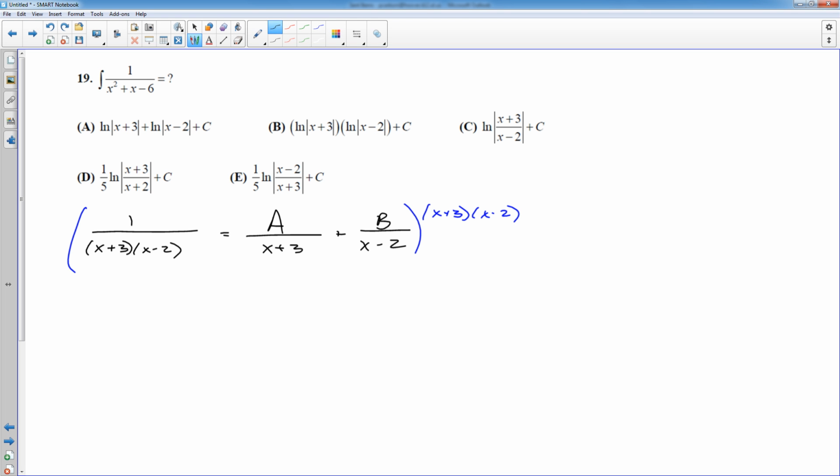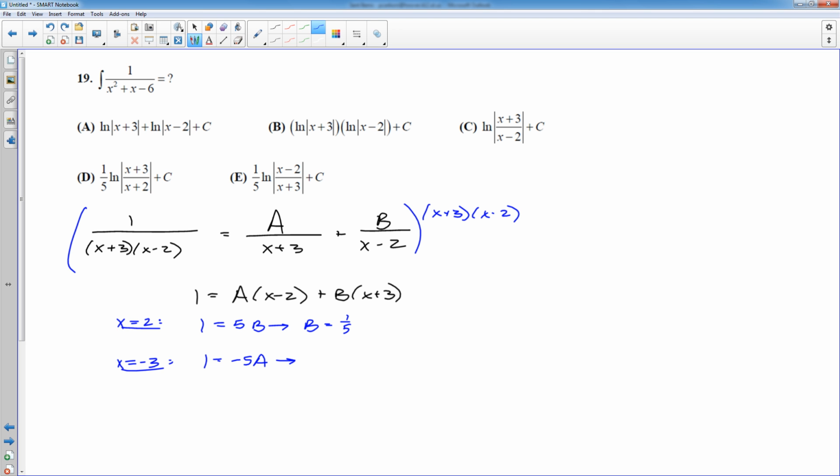give you 1 equals a, x minus 2, plus b, x plus 3, and then I like to zero those out, so if x is equal to 2, that will give me 1 equals a goes away, 5b, a fraction, b equals 1/5. If x is equal to negative 3, then 1 equals negative 5a, the b cancels, and you get a equals negative 1/5.